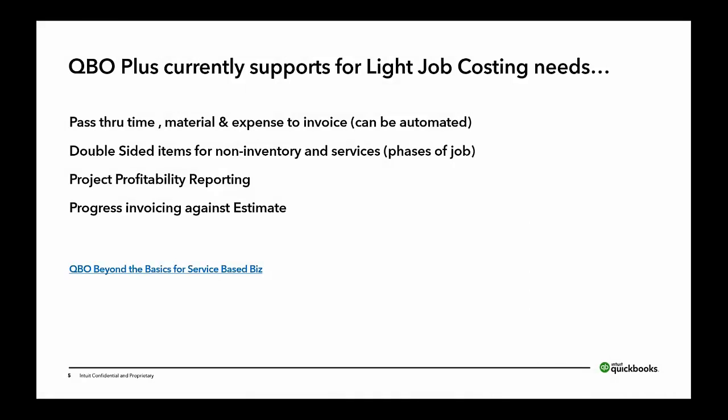Now, QuickBooks Online Plus currently does support clients that just don't need a lot, light job costing, if you will: pass-through time and material expense, which can also be automated, two-sided items for your non-inventory and service items, tracking phases of the jobs, and profitability for projects or sub-customers, whichever you use for that. Recently, in the last several months, we added progress invoicing, right? And there's some good stuff coming as well, but really for light job costing needs, okay? Not really true construction management scheduling software, okay?